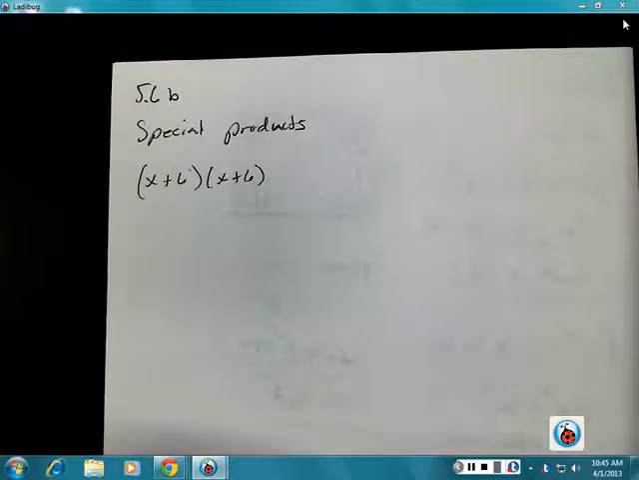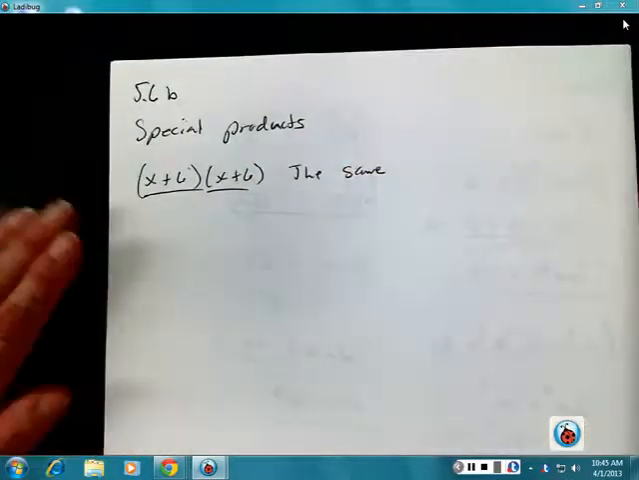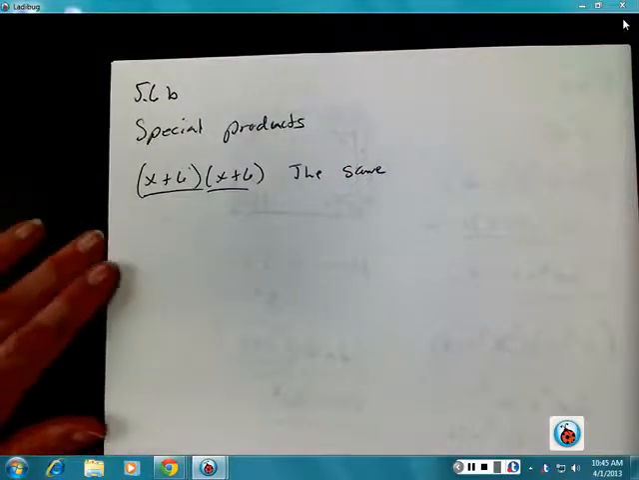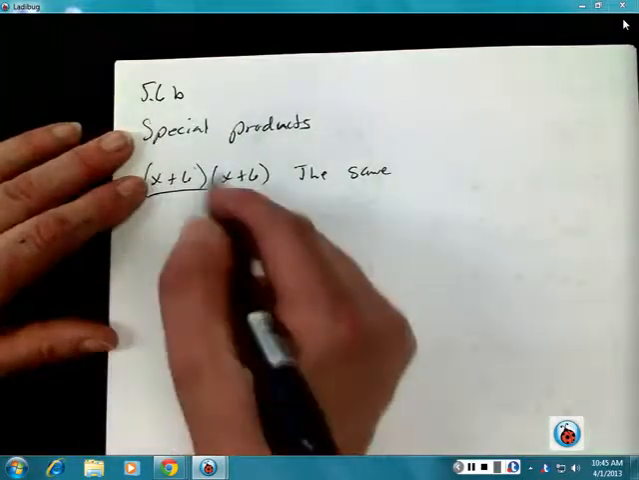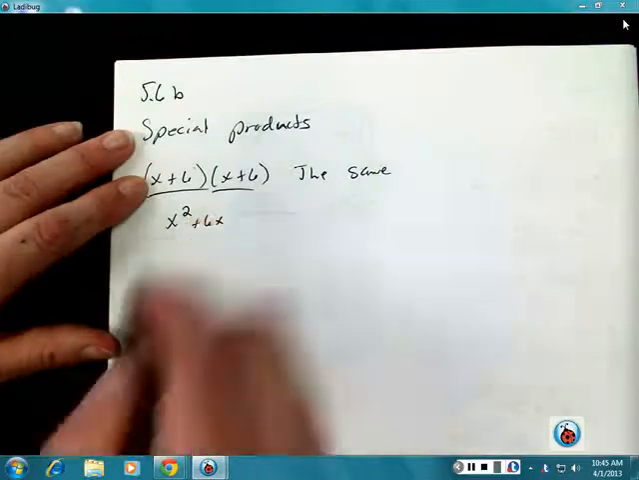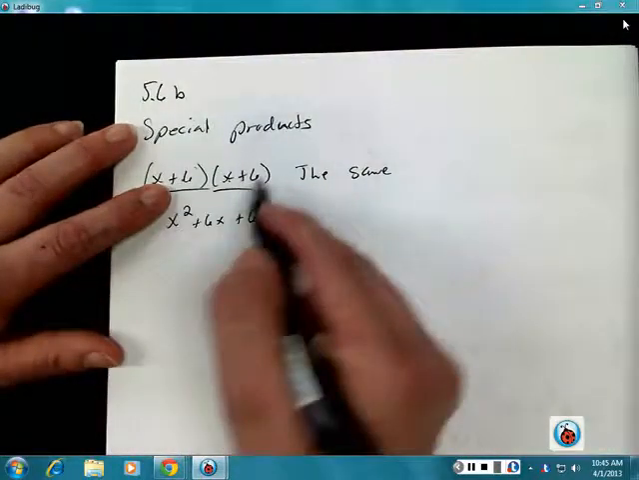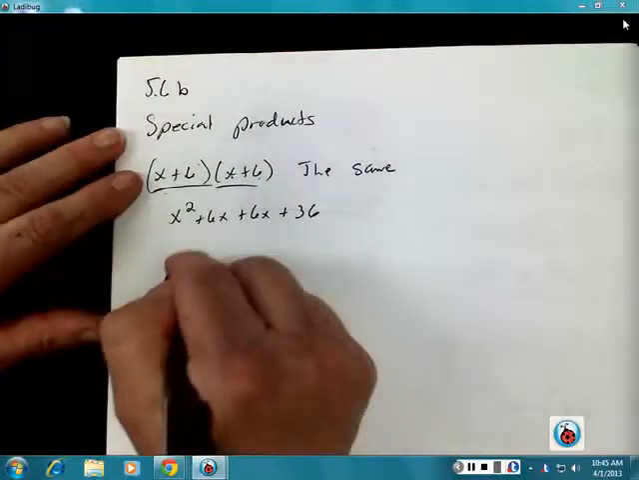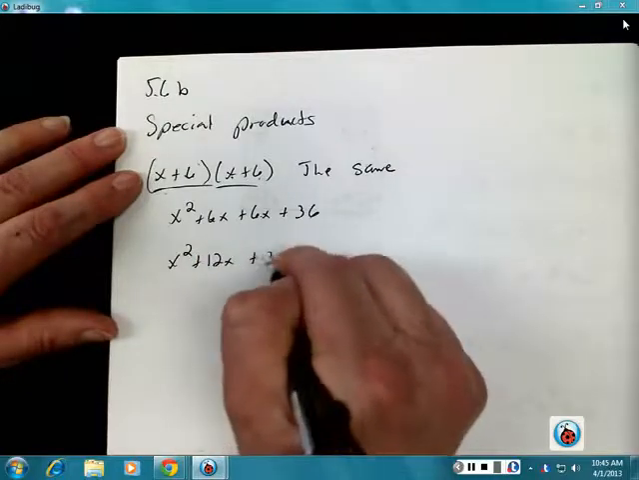They're the same. Yeah, these are the same. So because they're the same, what does it do for us? Well, the rule is that I take x times x is x squared, just like we normally FOIL. And then I get plus 6x. And then I get 6 times x is another 6x. And 6 times 6 is 36. So what I find is 6 plus 6 is 12x plus 36.